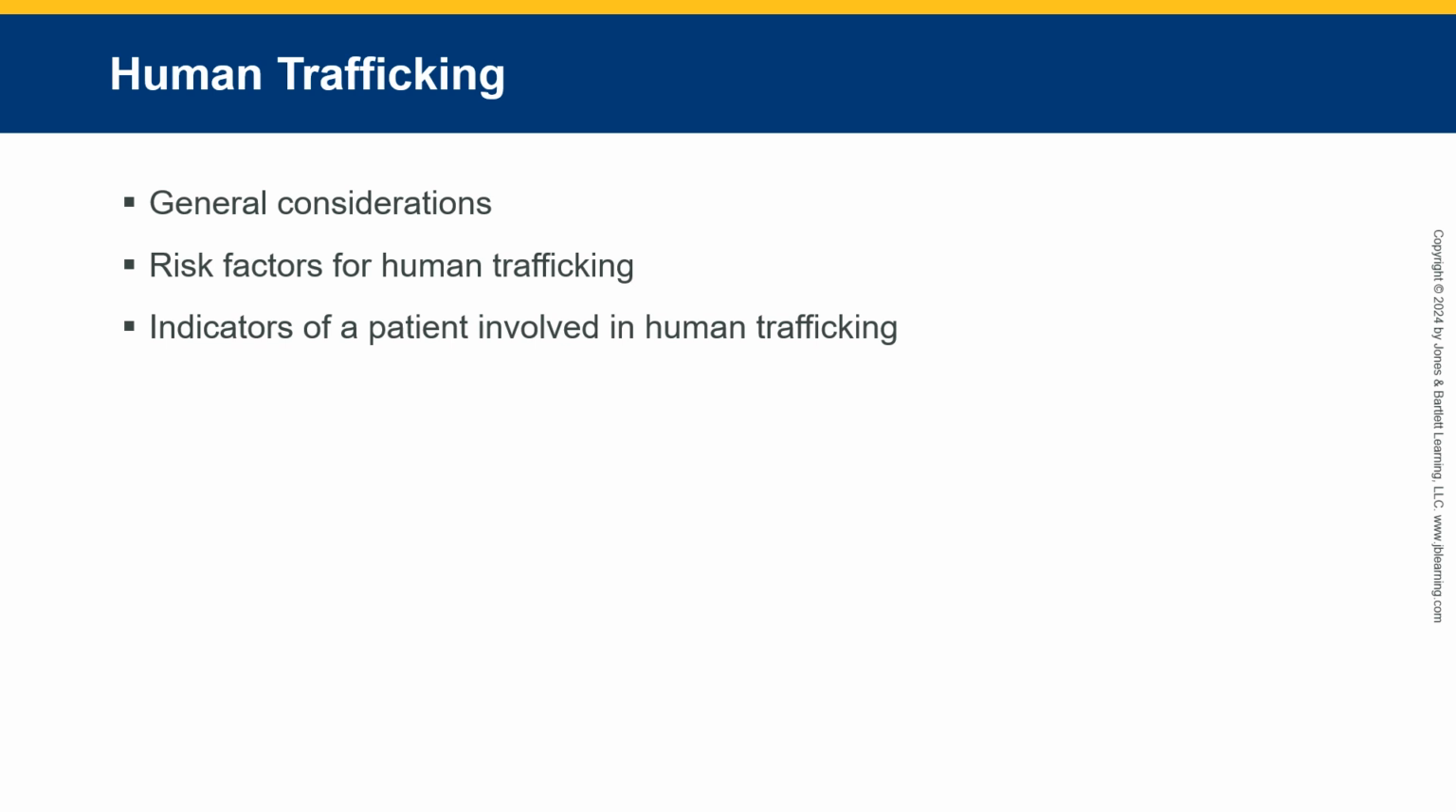Indications or indicators may include the patient being escorted by another person who seems like they're in control, and usually it's the other person who speaks on behalf of the patient. There's unusual behavior such as being submissive. They may have tattoos or other forms of branding, and they may show signs of malnutrition.